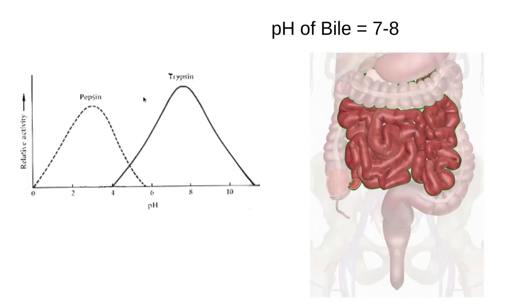So if we take a look, trypsin is found in the small intestine. And in the small intestine, the pH is around 7 or 8. And so you'll notice that, hey, trypsin works the best around a pH of 8, which makes sense because it's found in our small intestine.